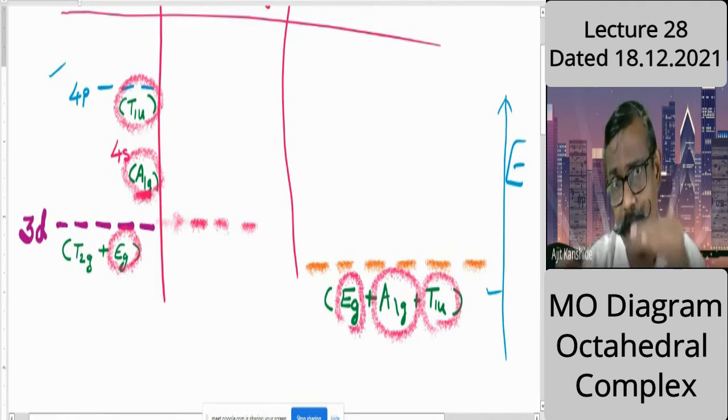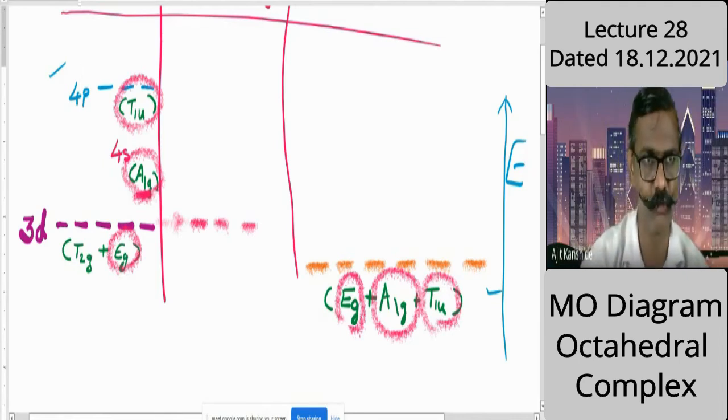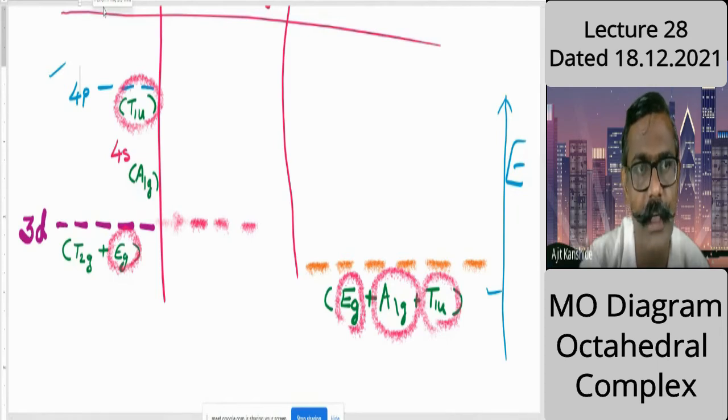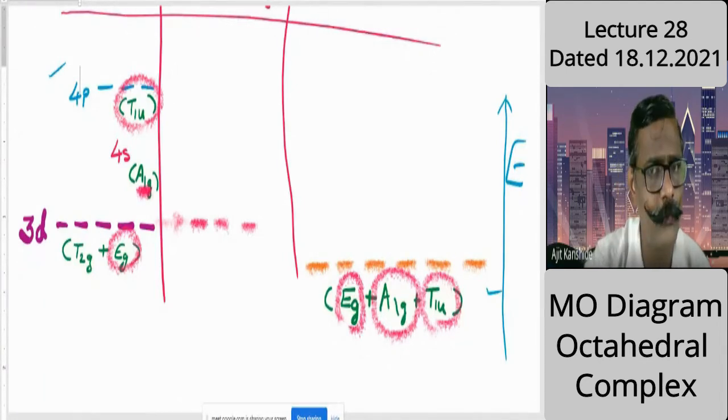Now what I do there: the A1G representation I do here, because the energies of 3d and 4s are comparable. They're nearby. In the previous diagram A1G was a little above, so I'm making just that one change. Previously A1G was upside. Now I brought that A1G a little down. Were you able to understand what I am saying?